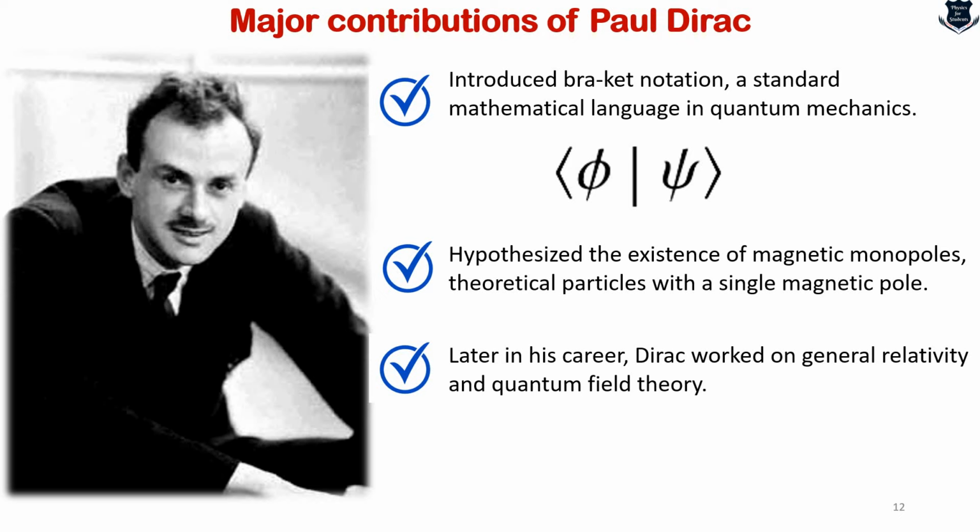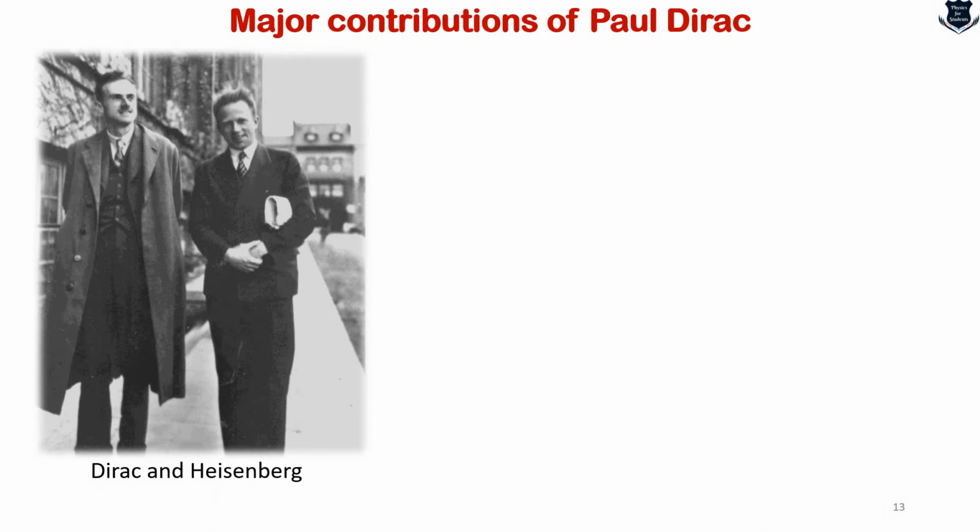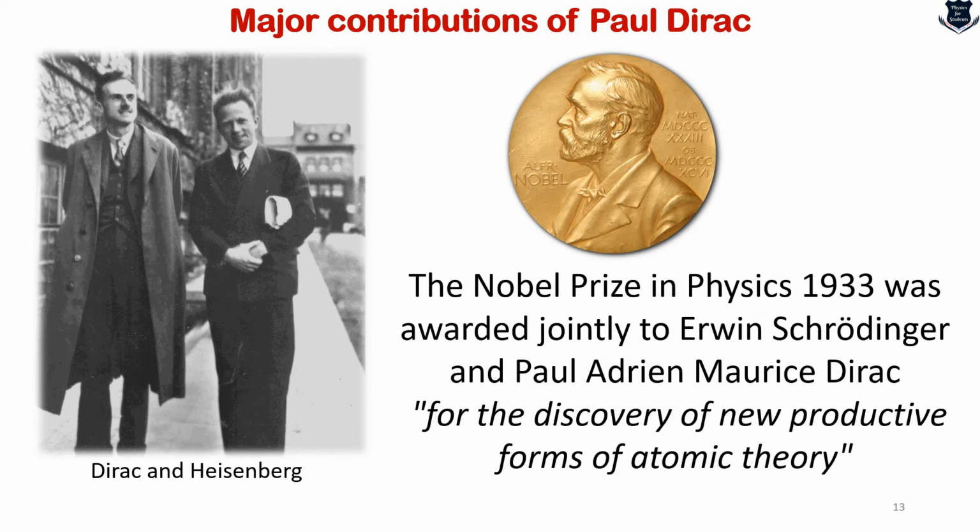And all these contributions ultimately culminated in winning the greatest prize in physics, the Nobel Prize in Physics in 1933, which he shared with Erwin Schrödinger, for the discovery of new productive forms of atomic theory.